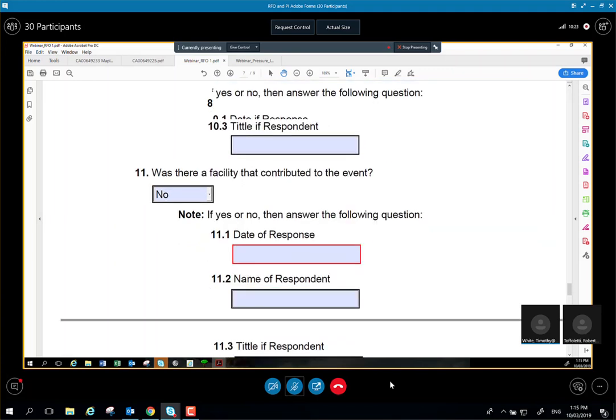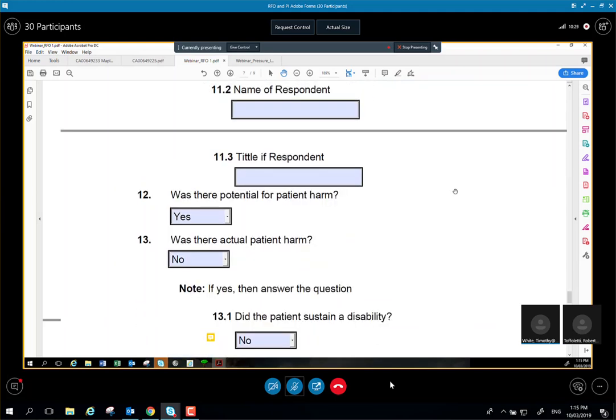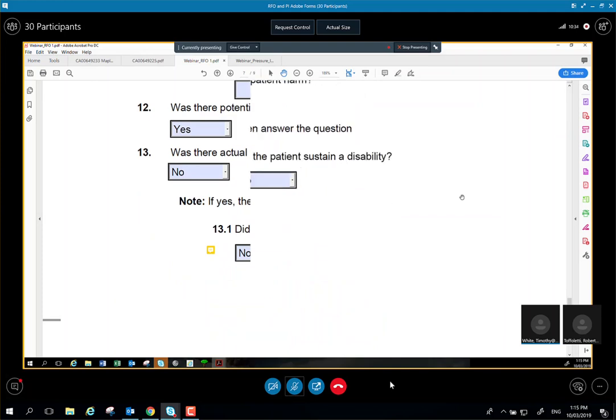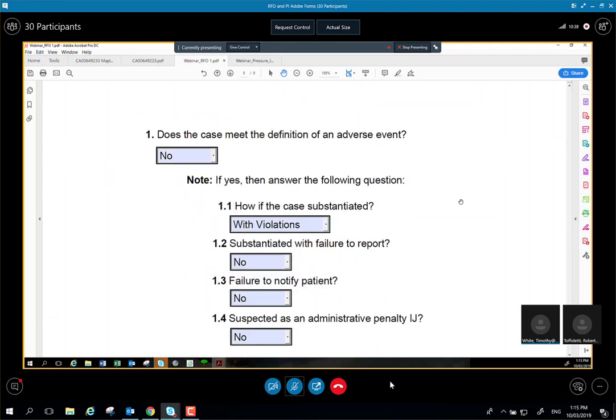Was there facility failure that contributed to the event? If so, same information. Was there potential for patient harm? Was there patient harm? Did the patient sustain a disability? And then we get to the final part of it, which is recommended outcomes. Did this meet the definition of an adverse event? And if so, how was it substantiated? And we can say with or without violations.